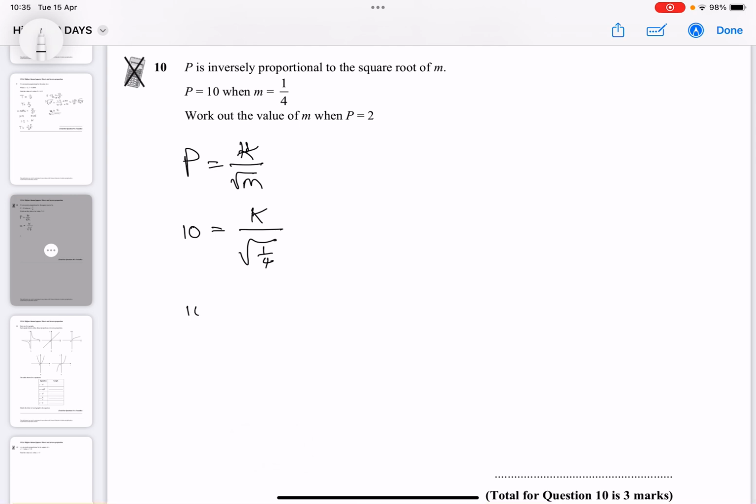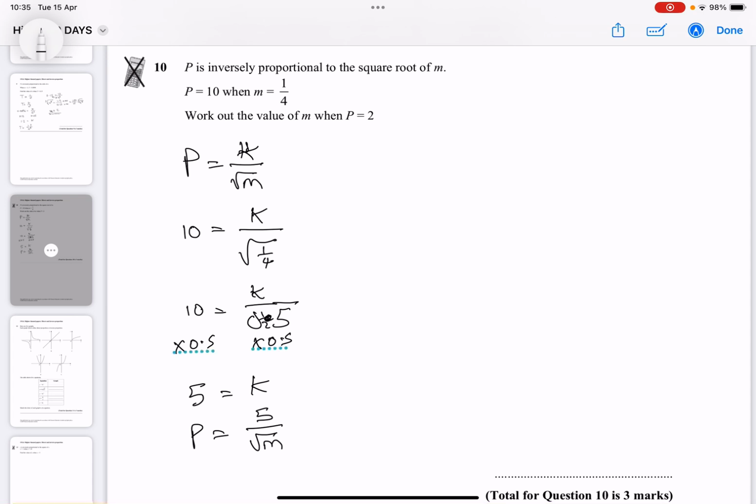So if I write this out, the square root of 1 is 1, the square root of 4 is 2. So what I've got is K divided by a half. Now you might prefer it as 0.5, so I'm going to use 0.5. I've got a times by 0.5, and just be careful here, 10 times 0.5 is 5, so K equals 5. So what we've got, P equals 5 over the square root of m.